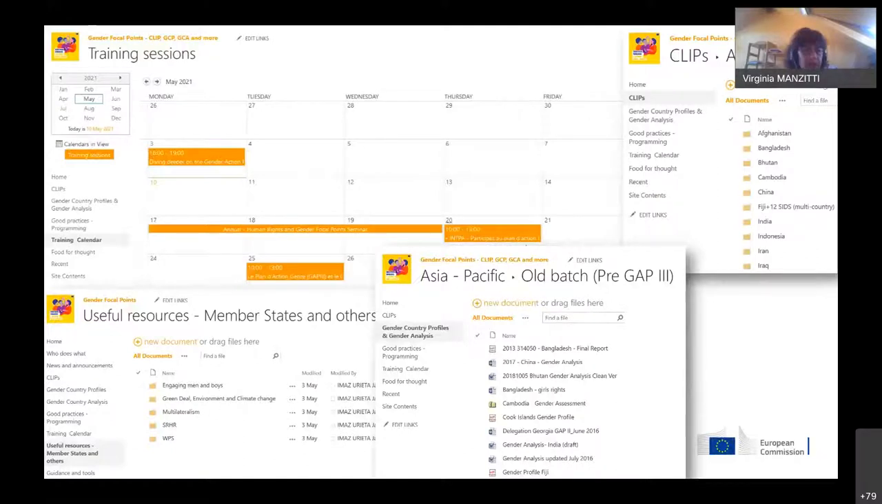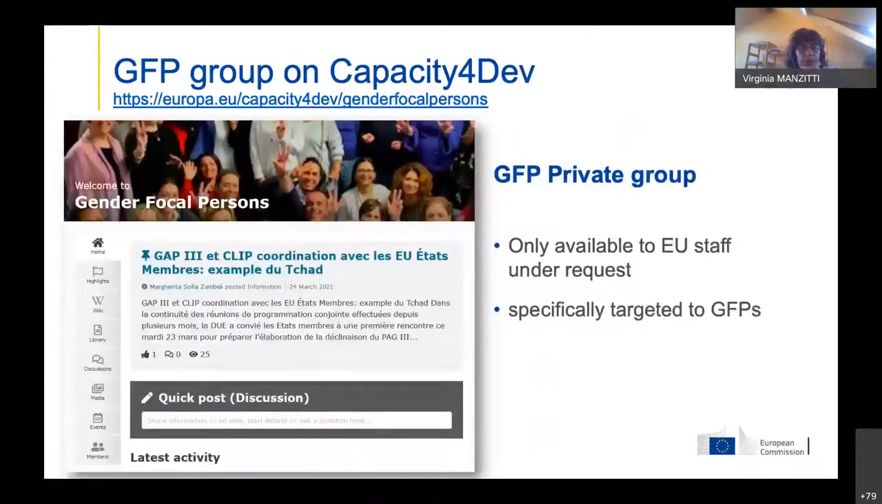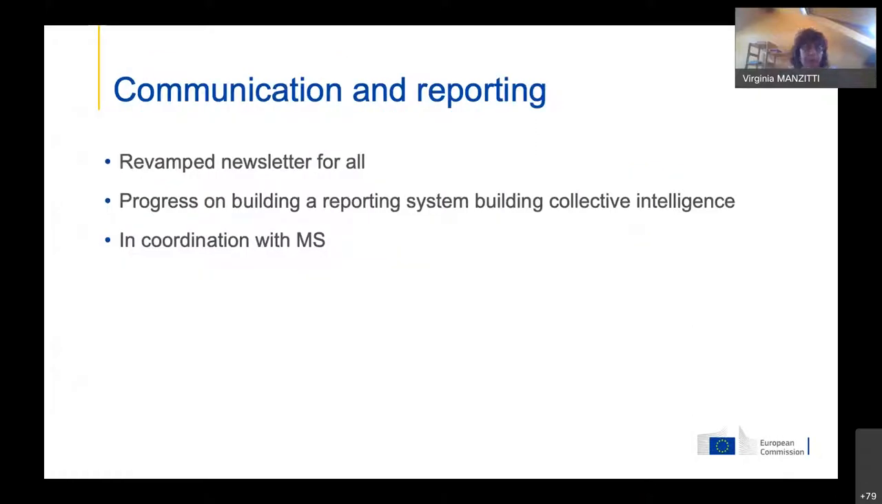Sorry, not this one. We're training. Okay, this is the training access. Next one. We have also a private group for gender focal persons and capacity for development to share good practice. And next. We are trying, and this is an important one, there's a lot of work behind it. We are trying to communicate better, so to have a newsletter for all, not only for gender focal persons, really revamped.